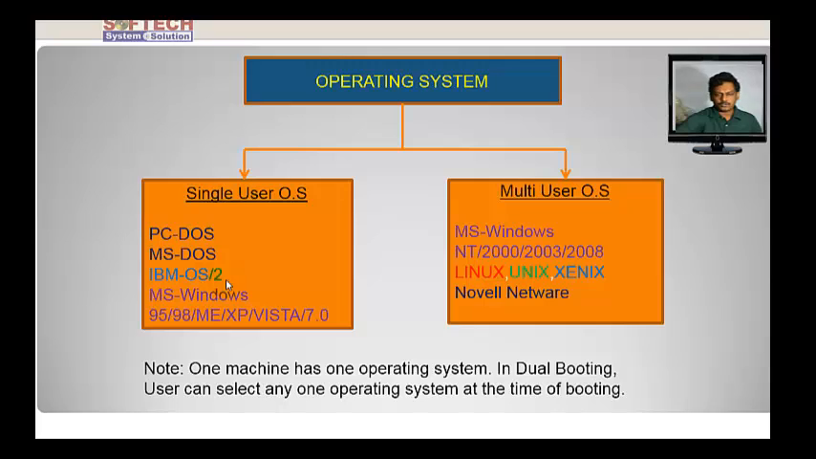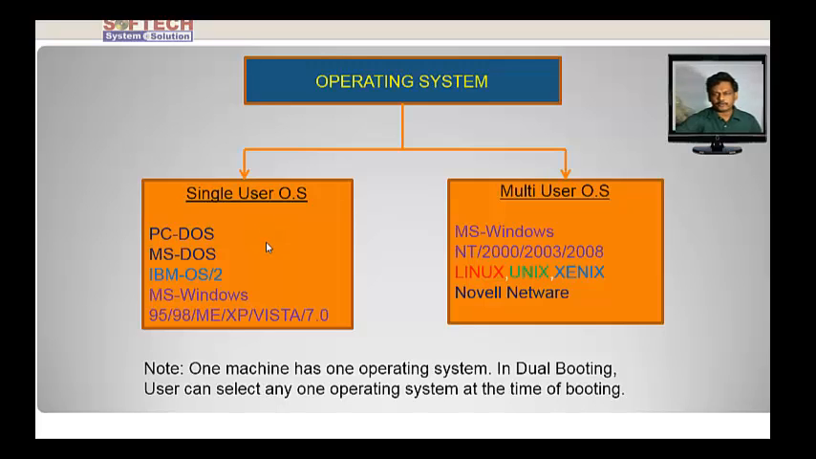Then IBM OS/2. This is a graphical user interface. There are two types of interface. One is the character user interface, where we enter commands. We interact with the computer through text commands. We just type the letters. This is the character user interface. Just like our Windows, this is the graphical user interface.